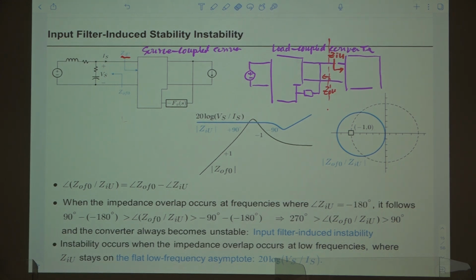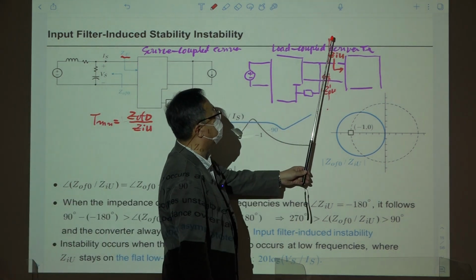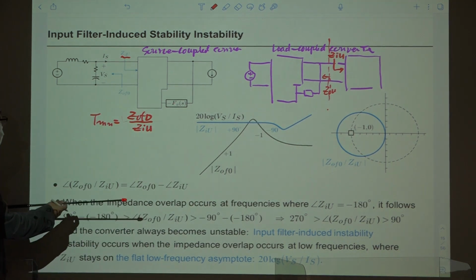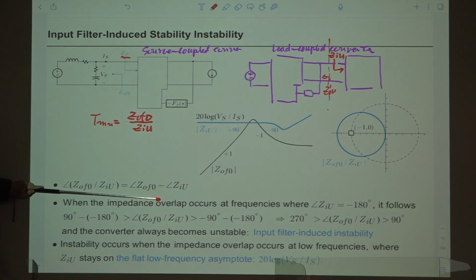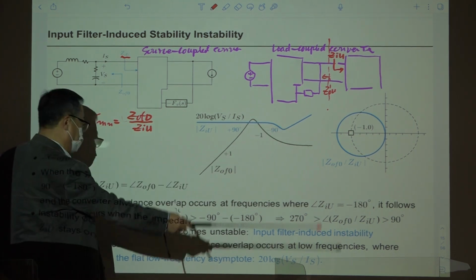TMN is GOF0 divided by GIU. Okay. So previously minor loop gain was defined here. At that time, that expression was something else. But here we have this equation. So the phase of this is this. So during this overlap, you just investigate the phase characteristic of this polar plot.